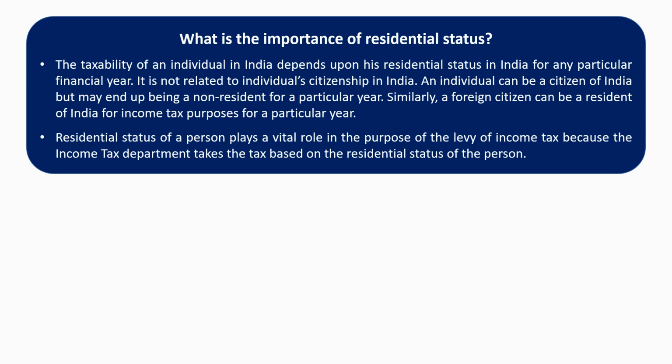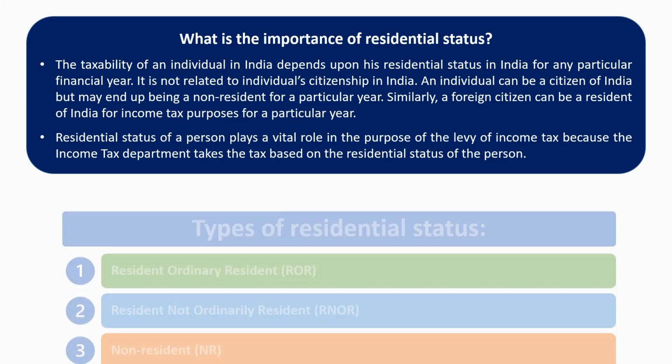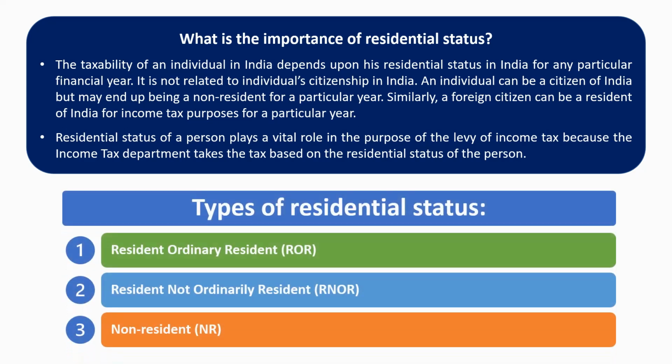Residential status of a person plays a vital role in the purpose of the levy of income tax, because the Income Tax Department takes the tax based on the residential status of the person. Residential status of HUF, a firm or association of persons, AOP, company is determined differently, but in this video we will focus only on individual. Resident can be classified into three categories: Resident Ordinary Resident, ROR, Resident Not Ordinary Resident, RNOR, and Non-Resident, NR.